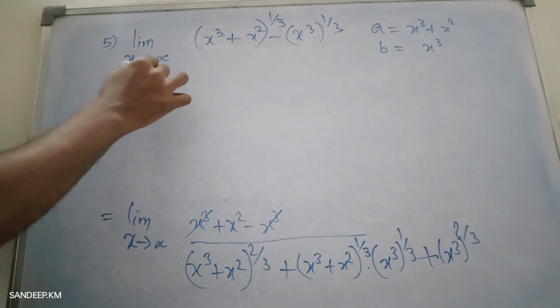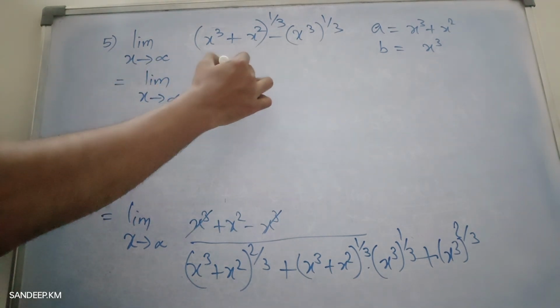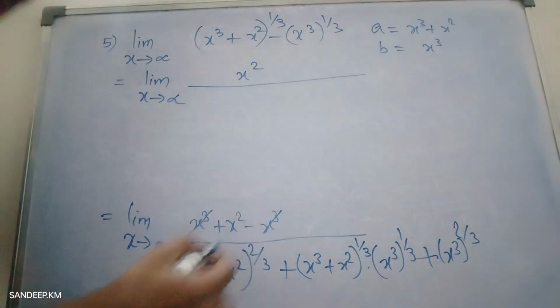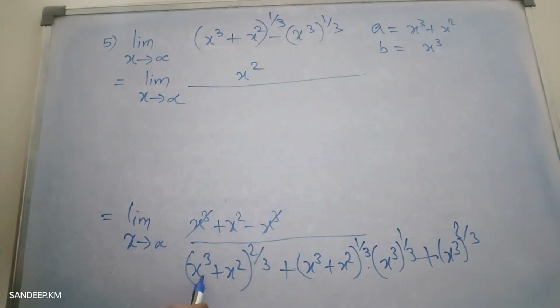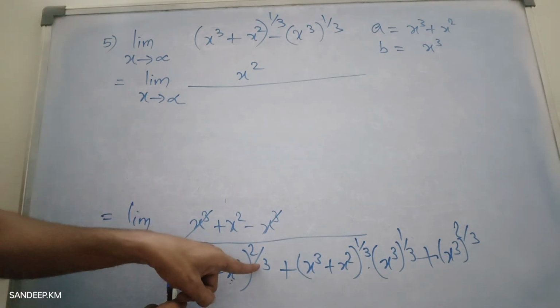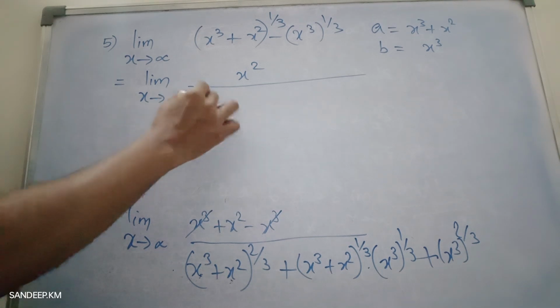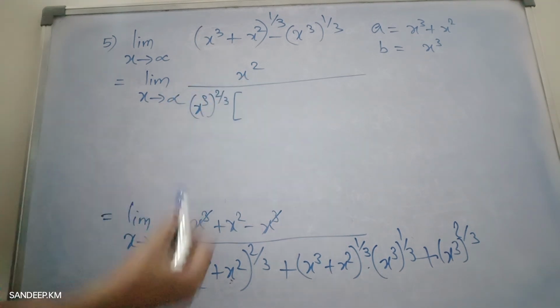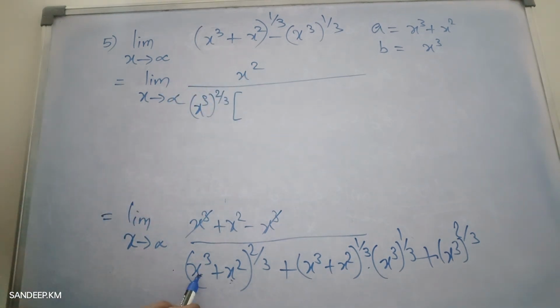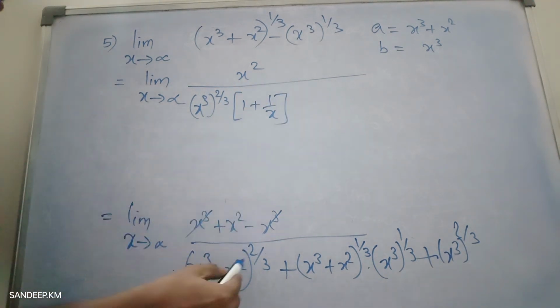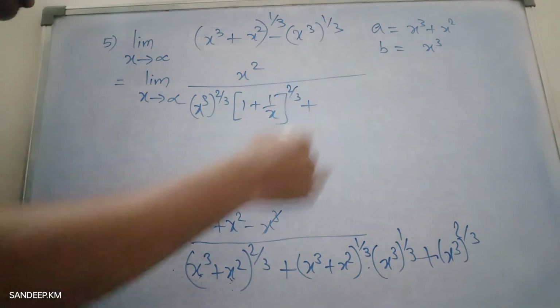Limit x approaches infinity, the numerator is x square, whole divided by. Now let us start thinking. In these two terms, if I take x cube common, x cube comes outside and it will take the power 2 by 3. Correct or not? X cube will come outside, it will take the power 2 by 3 into. So what I took common? X cube. So this becomes 1 plus, I took x cube common, so x square becomes x square by x cube, which means 1 by x. Power will be 2 by 3 plus.